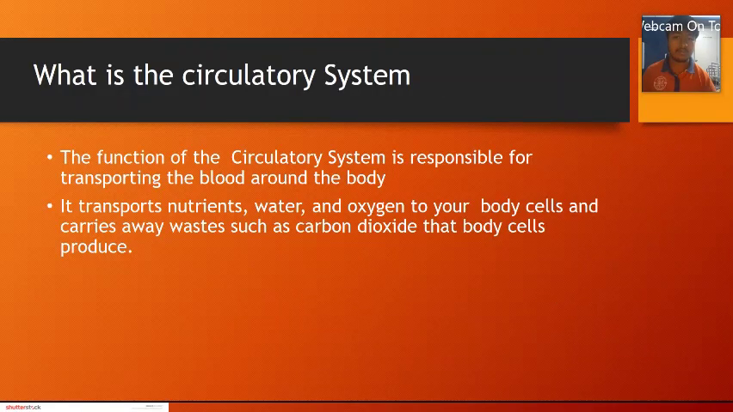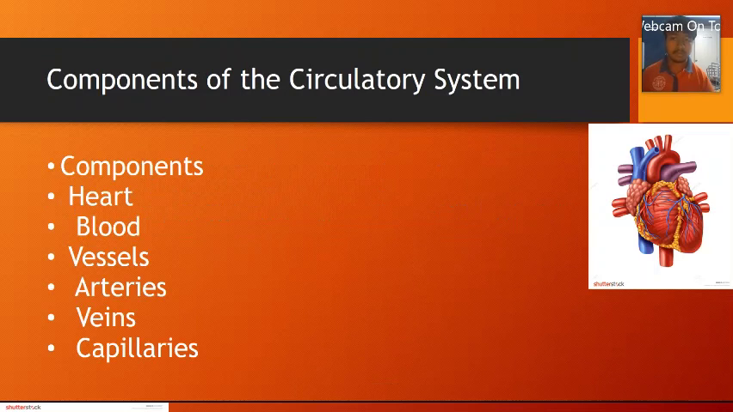The function of the circulatory system is responsible for transporting the blood around the body. It transports nutrients, water and oxygen to your body cells and carries away waste such as carbon dioxide that body cells produce. There are three components of the circulatory system: heart, blood, and the blood vessels. The blood vessels consist of arteries, veins, and capillaries.